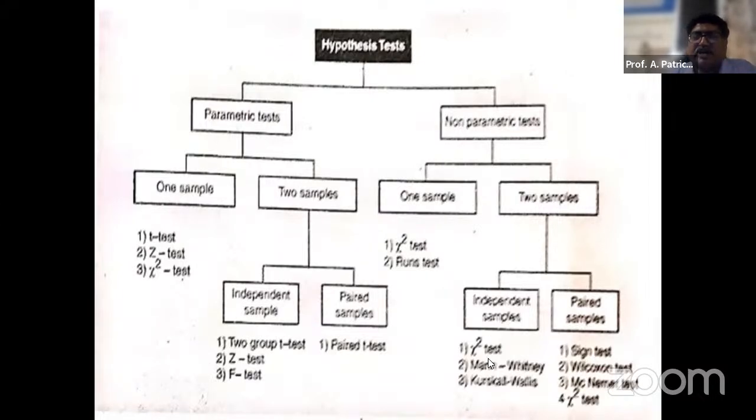If it is independent, I have a chi-square, Mann-Whitney or Kruskal-Wallis. If it is a two-sample paired sample, I use a paired t-test. If it is independent, I go for a two-sample t-test, a Z test, and an F test. And the analogous non-parametric test of an ANOVA or an F test is called the Kruskal-Wallis test. And if there is only one sample, t, Z and chi-square. No chi-square here. It's only chi-square and run test.